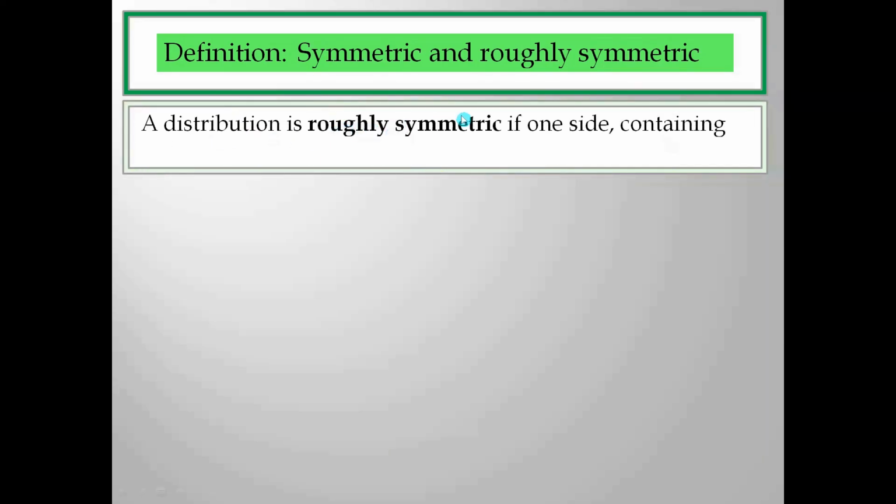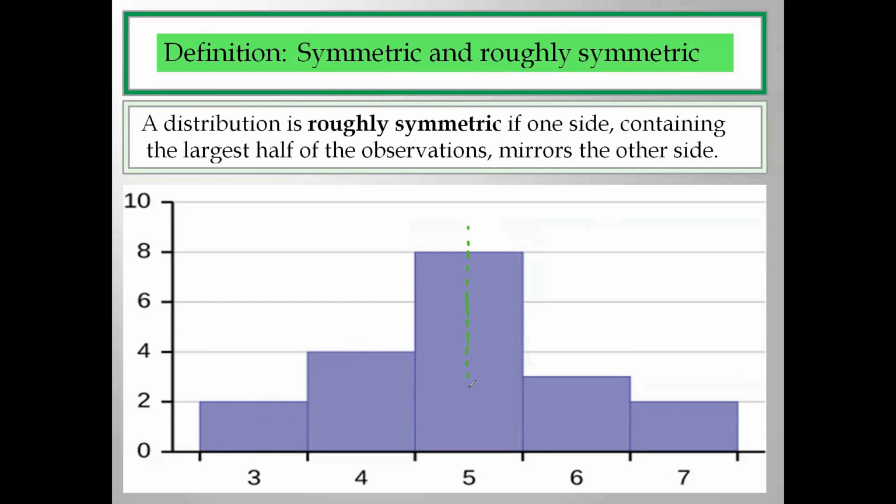A distribution is roughly symmetric if the side containing the largest half of the observations mirrors the other side. Let's look at this example here. If we think about 5 representing the center with 8 values, on the left side, there are 3 2s and 4 4s, whereas on the right side, there are 2 7s and 3 6s. The left side is larger than the right side, but only slightly. We would consider this slightly larger side as roughly symmetric.